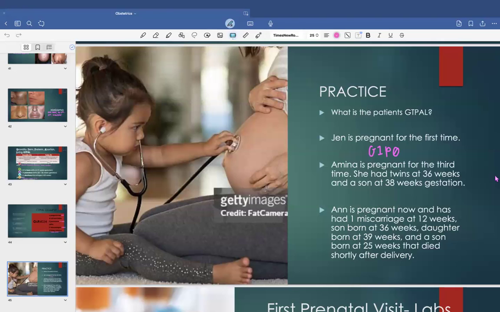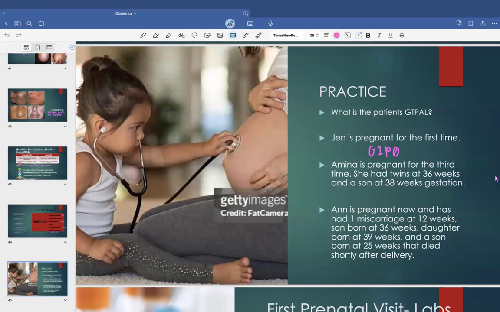The son born at 25 weeks who died, not counting him. What's the living? So it's one, two, and three. The miscarriage is at 12 weeks, a son born at 36 weeks, premature, a daughter born at 39 weeks, and a son born at 25 weeks that died. One, two, it should be three.